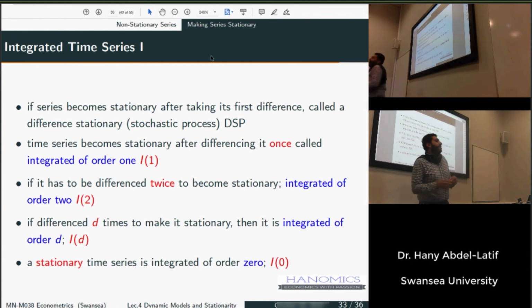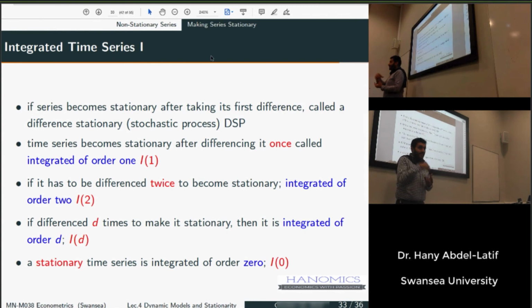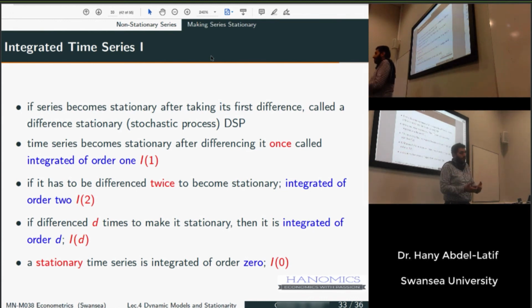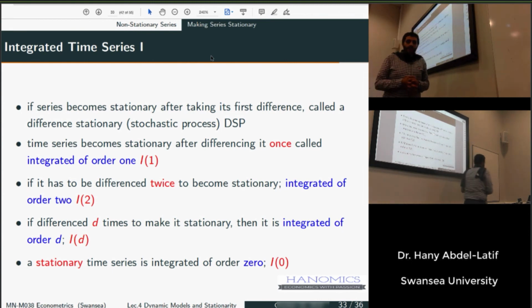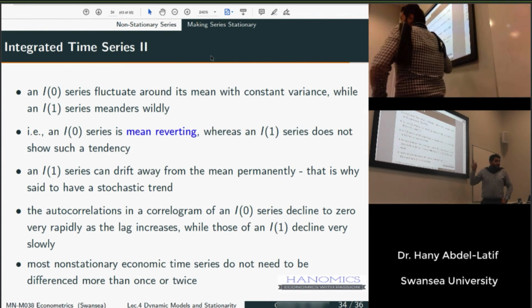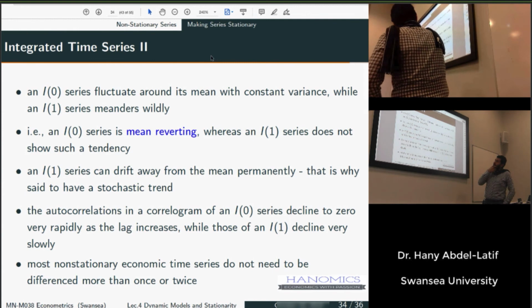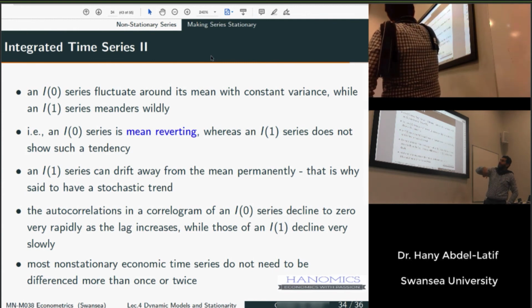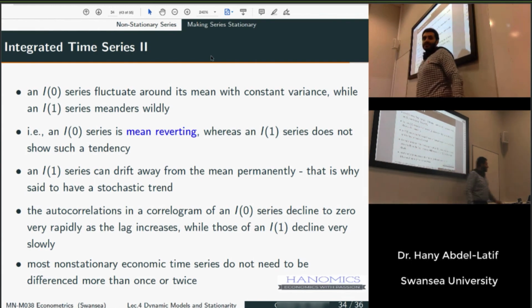How about if the series was stationary in level? That means it's integrated of order 0, because you don't need to difference it to make it stationary; it is actually stationary. So this is very important. As I said, with I(0), with stationary data, the series will fluctuate, going up and down around a constant mean.